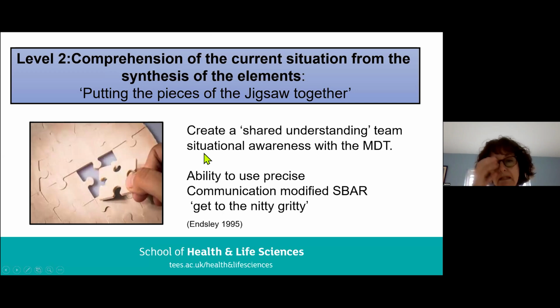Level 2, the coordinators who were good at level 2, this is where they took all the information that they had and put it together, almost like assembling a jigsaw, so that they were able to create a shared understanding by the MDT of what was going on in labour ward. This was particularly important when the unit got very busy, and the really excellent coordinators wouldn't give a long, protracted history of the women. They were able to articulate to the consultant which women were a priority and which women were absolutely fine and didn't need reviewing.